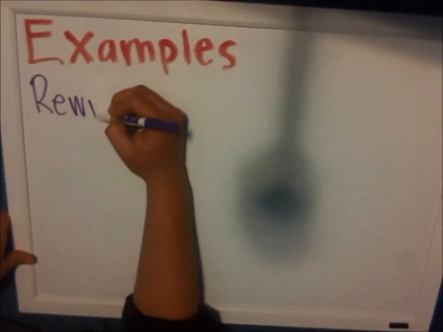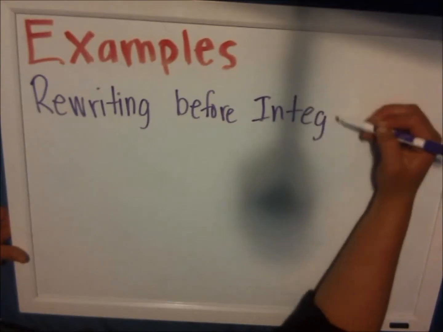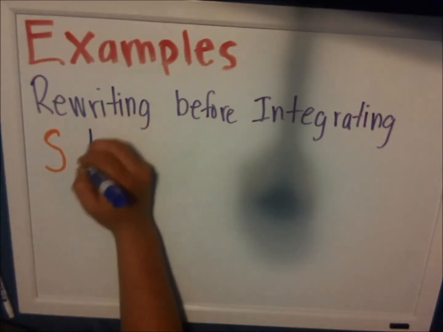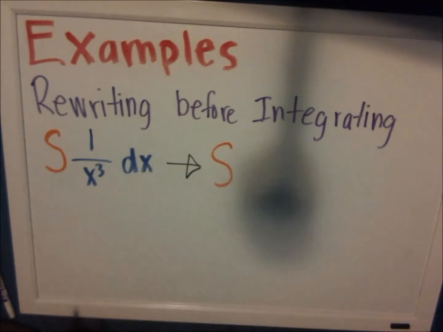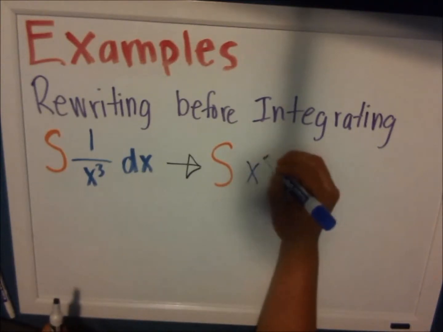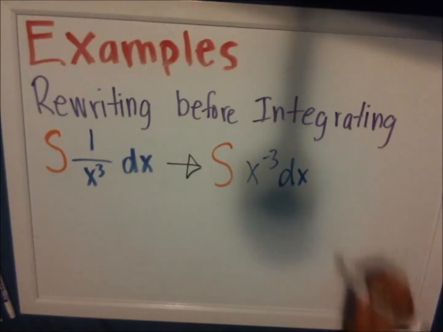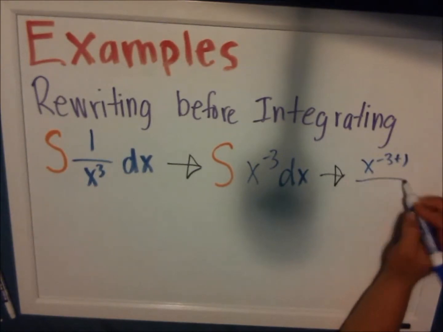Okay, so now we're going to take a peek at rewriting expressions before integrating. Right now we're looking at 1 over x to the third. In order to integrate that, we're going to bring that exponent up to the top. How we do that is you make the exponent negative and you can bring it up to the top, so that's taking the inverse of that function.